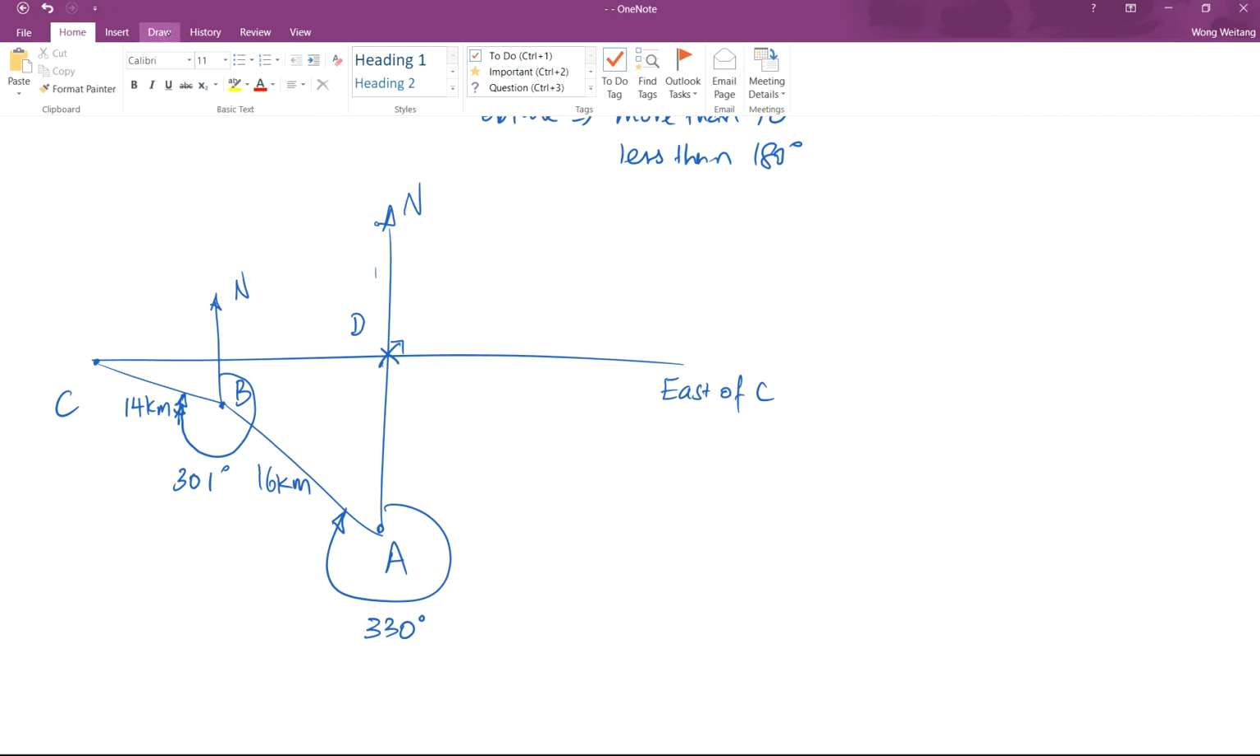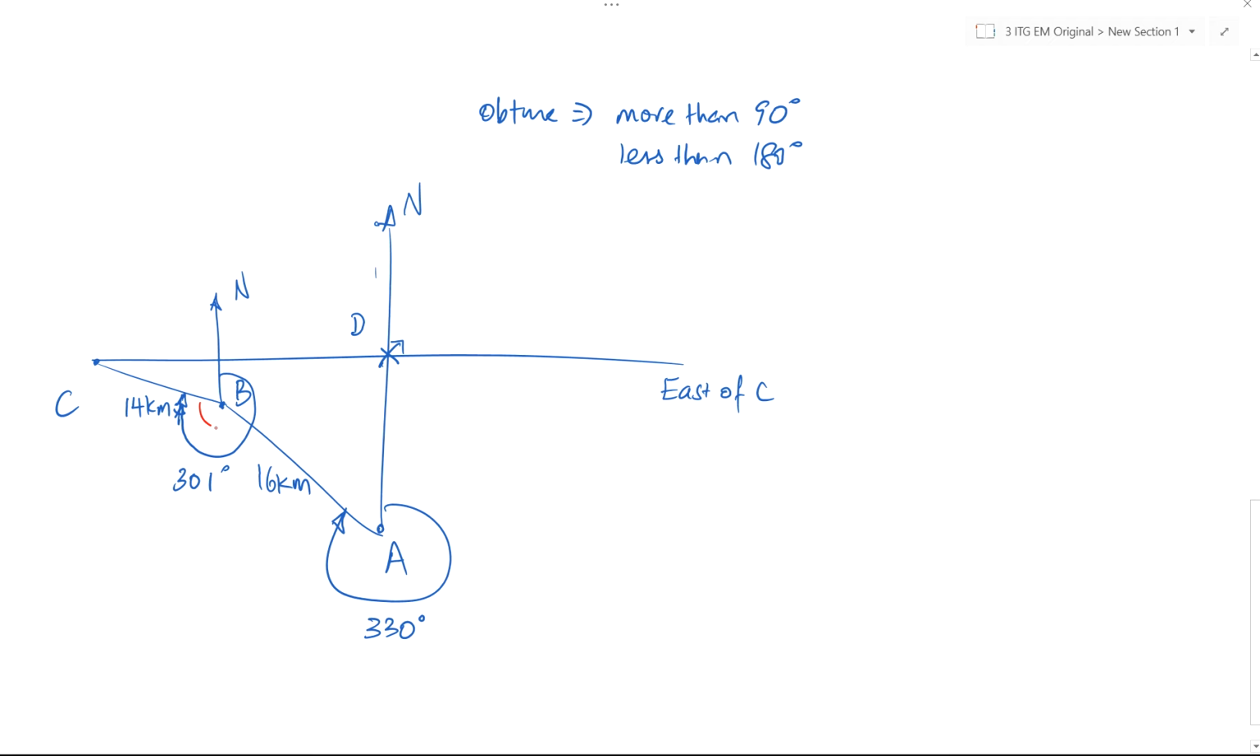We're referring to this angle over here for part A. Okay, so we are looking for this red angle over here. How do I find this red angle? 360 minus 330.